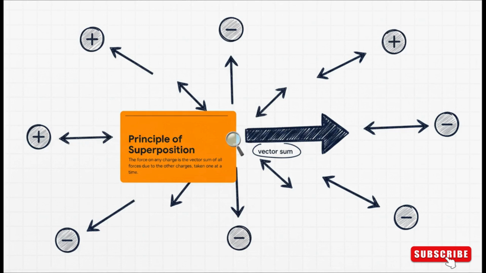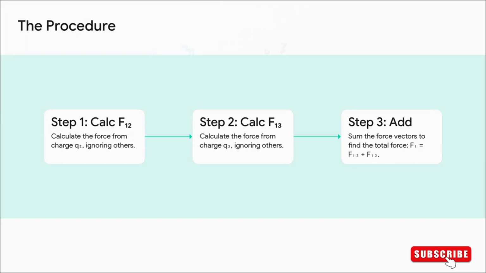But here's the crucial part. You have to add them as vectors. The direction of each push and pull matters a lot. And what's so amazing about this is it gives us a super clear step-by-step playbook. It turns a really complex problem into a bunch of simple little ones. First, you figure out the force from Q2, pretending nothing else is there. Then, you do the same thing for Q3. Then, you just add those two arrows together to get your final answer.